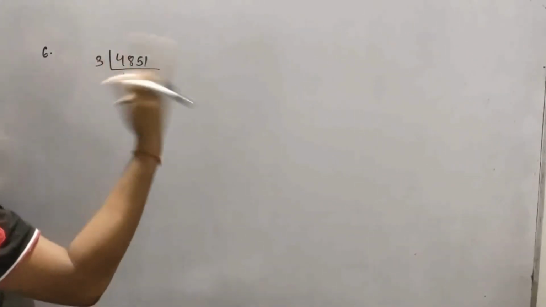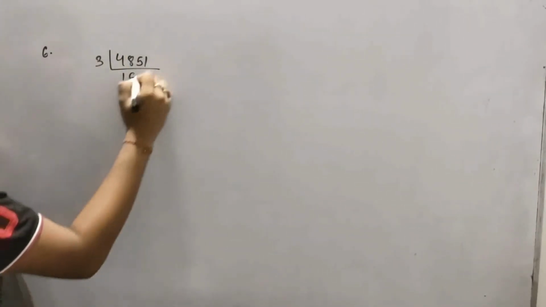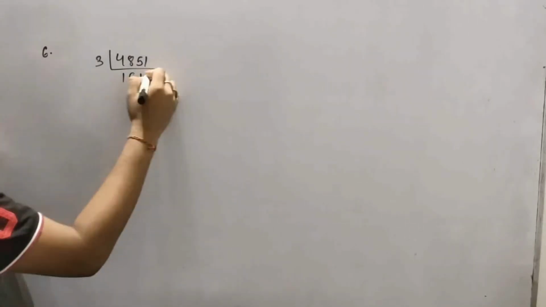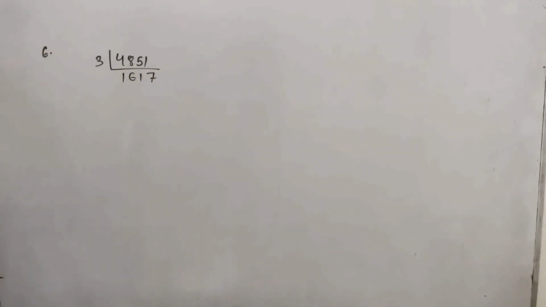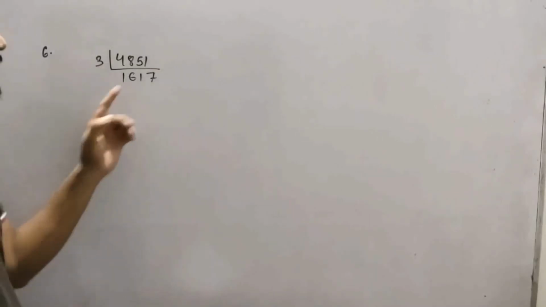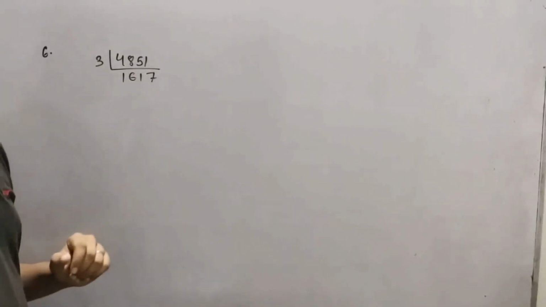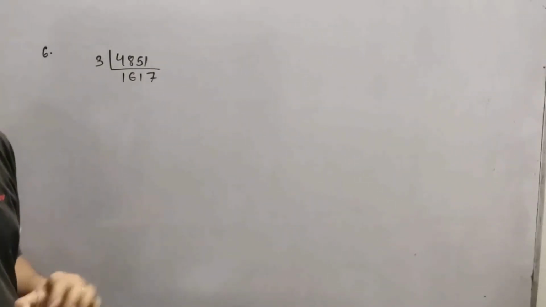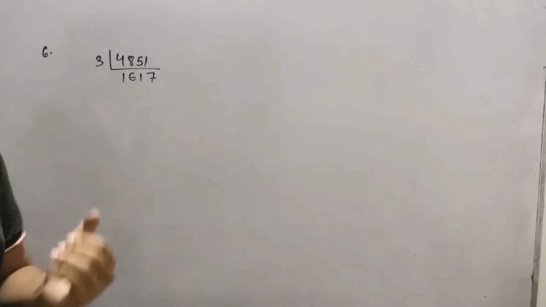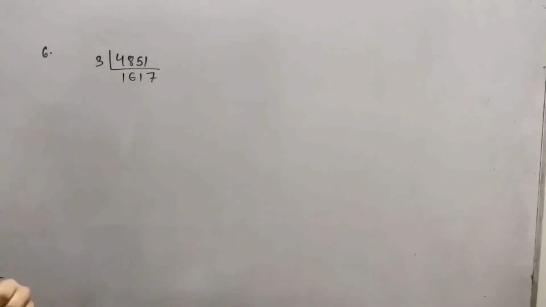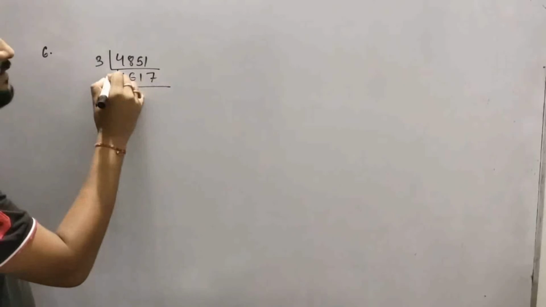3 1 ja 3, 4 18, 3 6 ja 18, 3 1 ja 3, 4 5 21, 3 7 ja 21. Again check whether it is divisible by 3 or not. 6 plus 1 plus 1 plus 7 is 15. And 15 is divisible by 3. So this number is also divisible by 3.